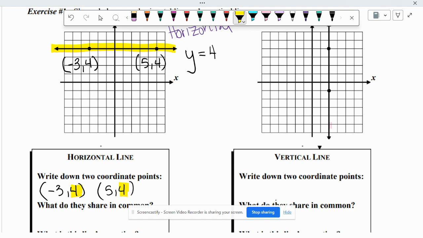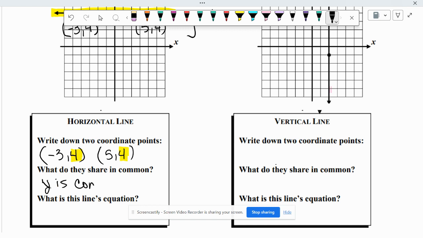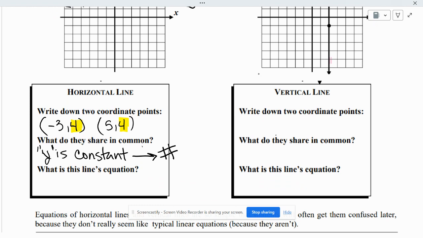So what does that mean in terms of a horizontal graph? It just means that y is a constant. The y value is constant. And when I say constant, what do I mean by that? Well, the y's will always be a 4. And if I say that the y is a constant, that just means it's a number, no variable term added to it. Okay. So what is the equation of this line? Well, we just wrote it up top. It's y equals 4.